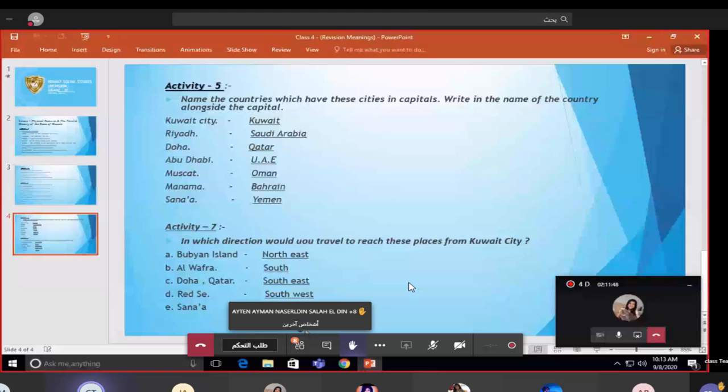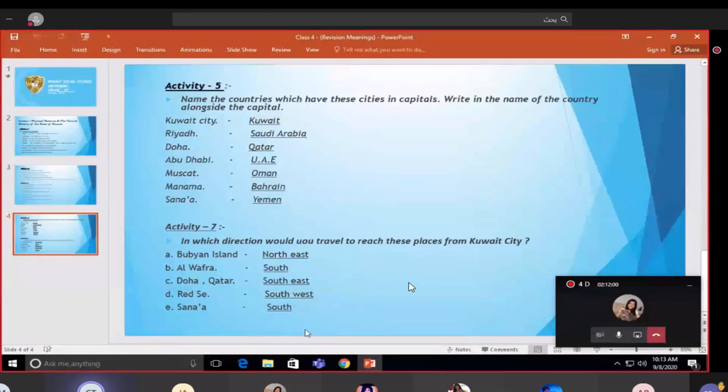So Bubiyan Islands come in the northeast, between the north and the east. Al Wafra is coming in the south. Doha, Qatar, southeast, in between south and east. You draw the directions and you label it first. North on top, bottom south, in the right hand east and in the left hand west. Then you put the cardinal directions in between so that you know how we have to travel to these particular places. Southwest comes in between south and west. And last one, Sana comes in south.